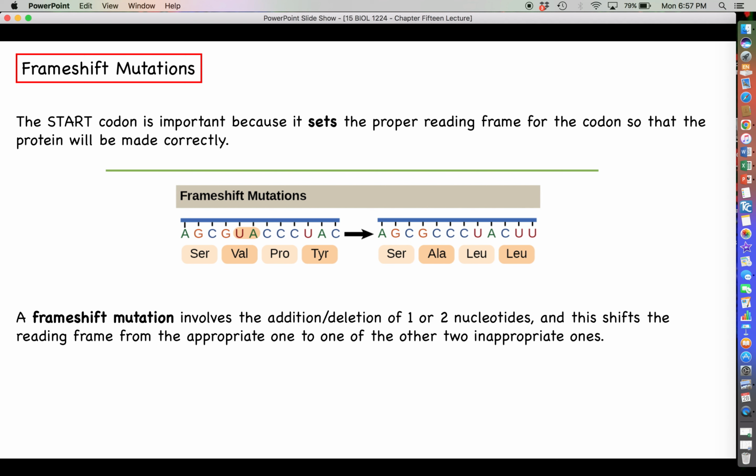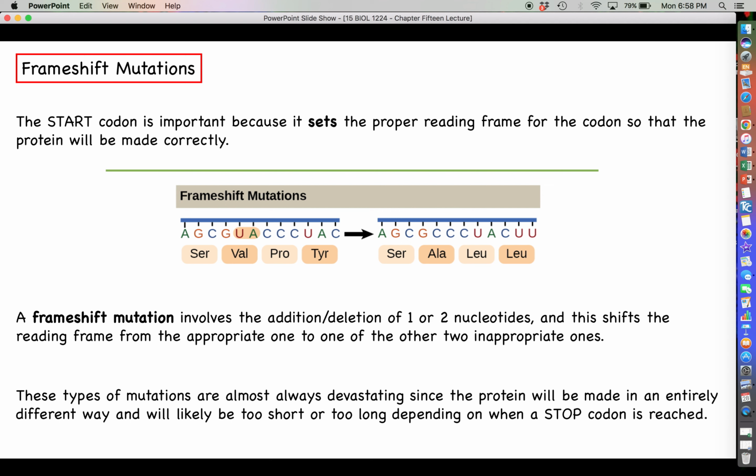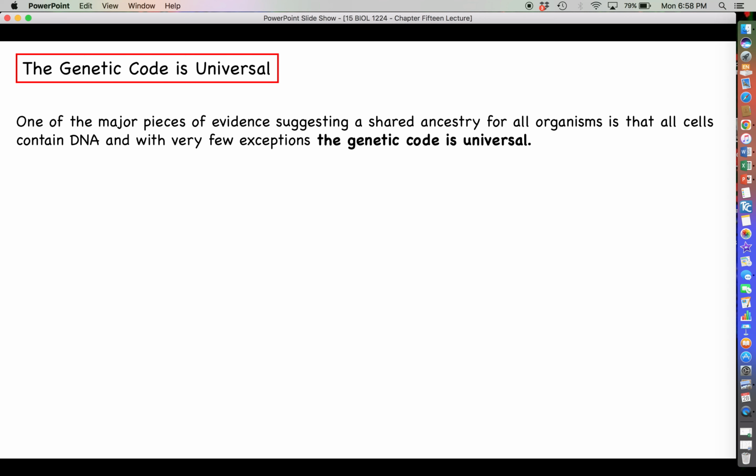So frameshift mutations are right up there with nonsense mutations in terms of being the absolute worst kinds of mutations you can have. Like I said, these types of mutations tend to be really devastating, since the protein will almost certainly be made in an entirely different way because you've shifted over to one of those inappropriate reading frames, and you may even end up with a protein that's either too short or too long, depending on where that frameshift leads into a stop codon being reached.